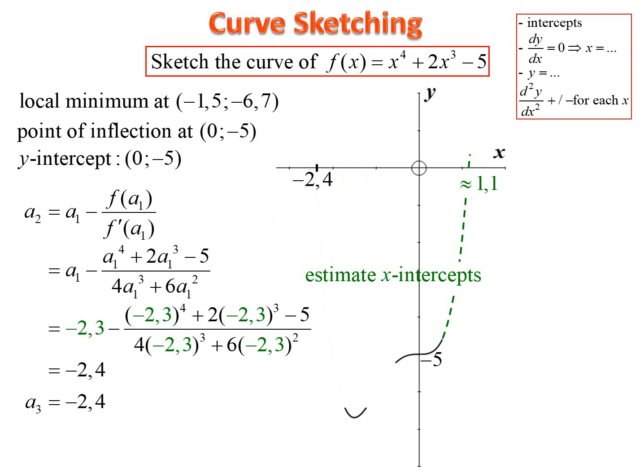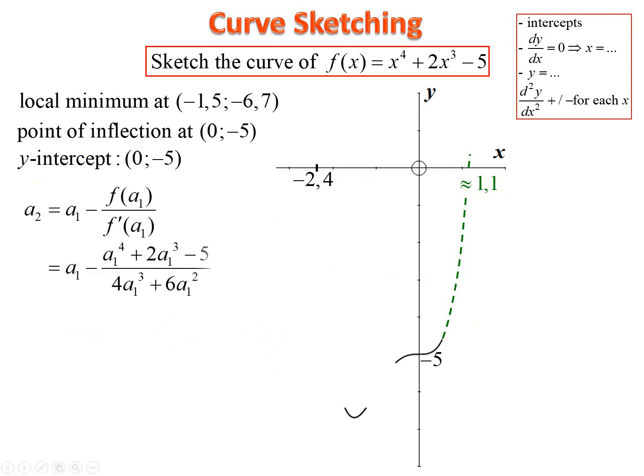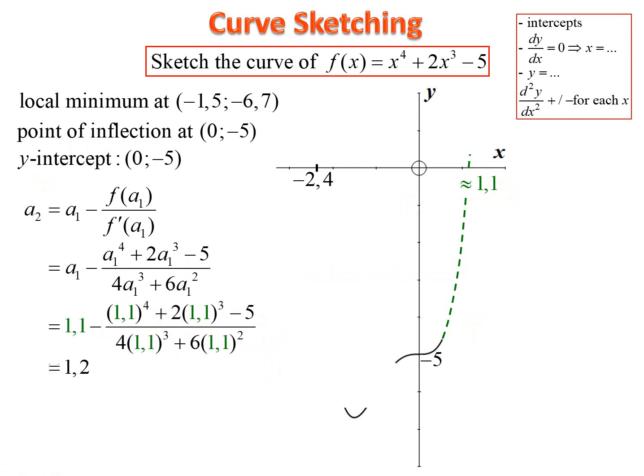So now let's do the 1.1. We'll do this whole process with 1.1. So we go back there, and we're going to substitute 1.1 into the formula. And we get 1.2. So we substitute again, and we get 1.2 again. So that confirms that, correct to 1 decimal place, the x-intercept is 1.2. And we could draw our final curve at that stage. It's going to be coming down here, turning, point of inflection, and then up there.